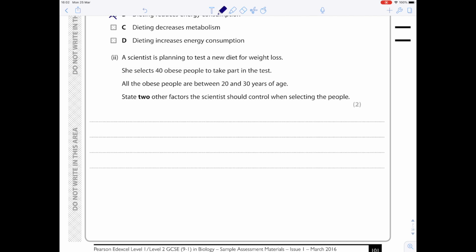Anything sensible here? A similar body mass index would be a good idea. The same gender, so maybe just pick all females in one investigation. And lastly, make sure that they have the same lifestyle, so they carry out the same amount of exercise, because that would have quite a large effect.